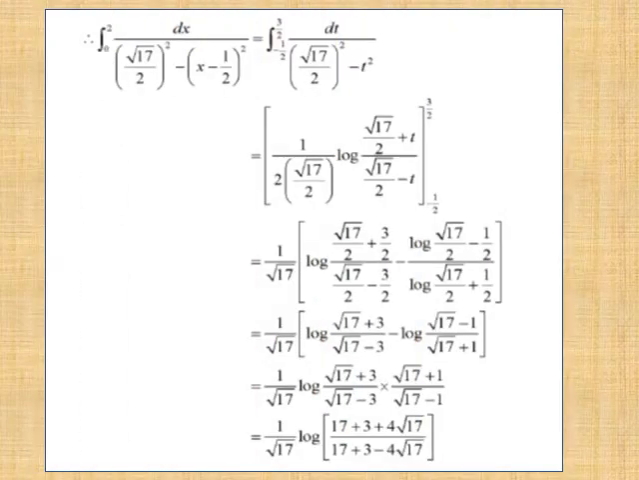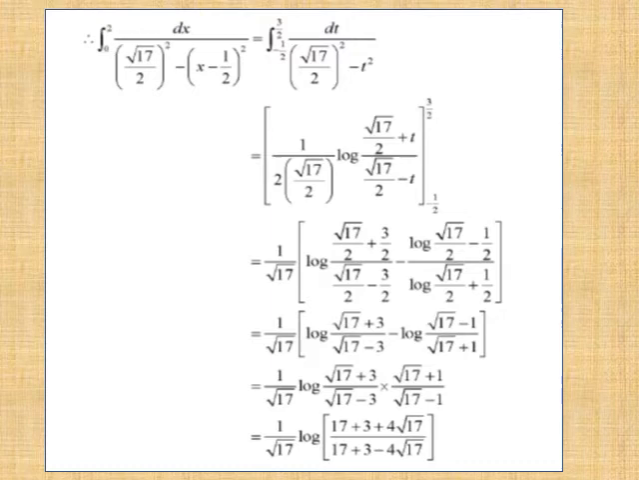So we have the integral 0 to 2 dx upon root of (17/2)² minus (x minus 1/2)², and we have changed the limits. So it is integral from minus 1/2 to 3/2 dt upon root of (17/2)² minus t². It is a² minus x² form. So we get 1 upon 2 root 17 upon 2 log of (root 17 upon 2 plus t) upon (root 17 upon 2 minus t) from the limit 1/2 to 3/2.